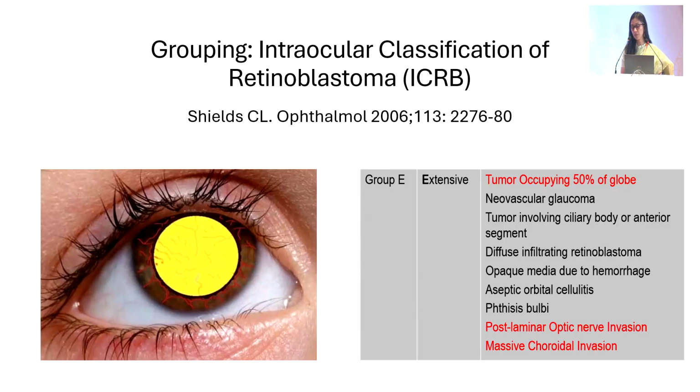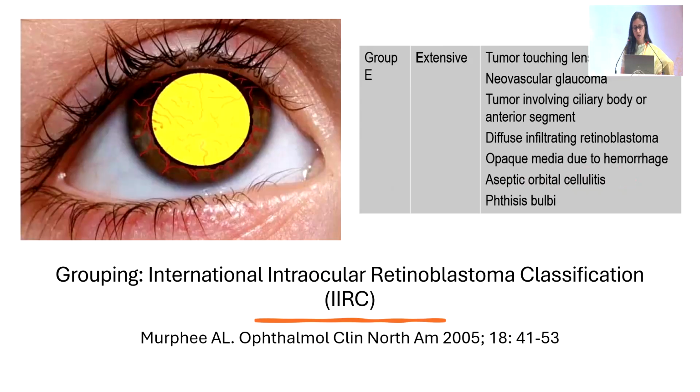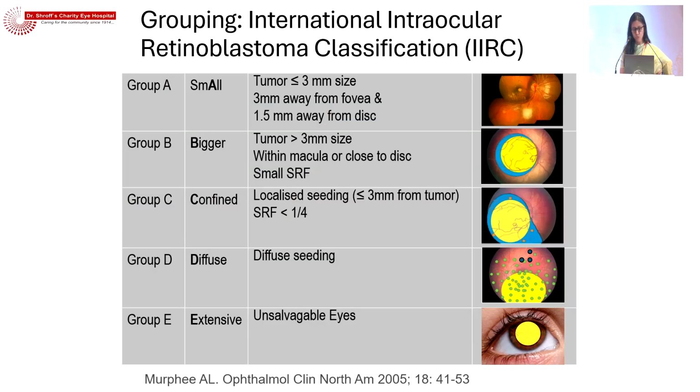the group D tumor. So the difference here is that if we use the ICRB system, there is a possibility that we might overestimate the eye survival, because many of the group D tumors, as per the other classification, go into group E as per this classification system. So this is something which we need to keep in mind. Otherwise, the system runs from group A to group E.